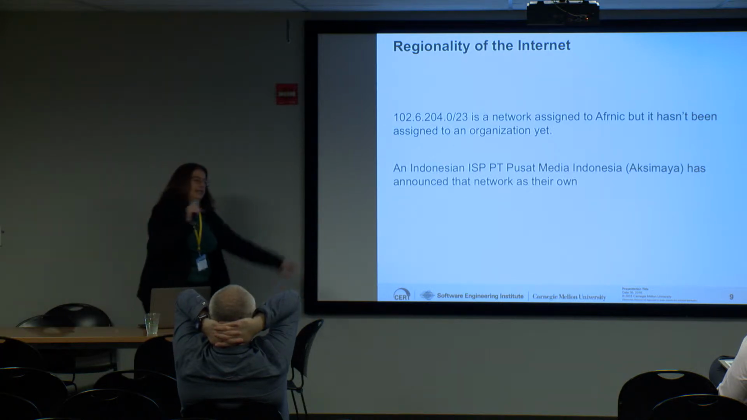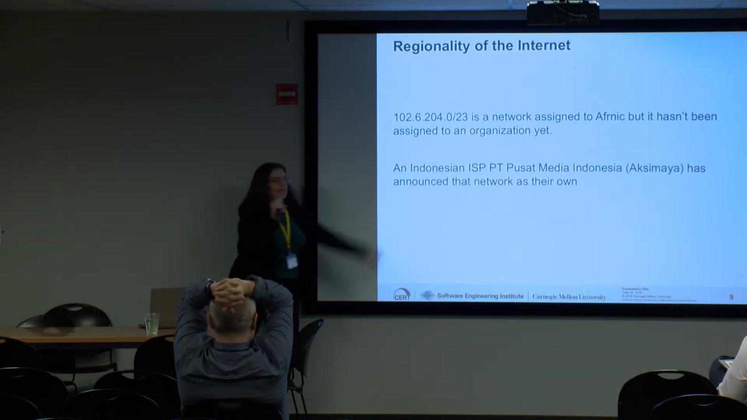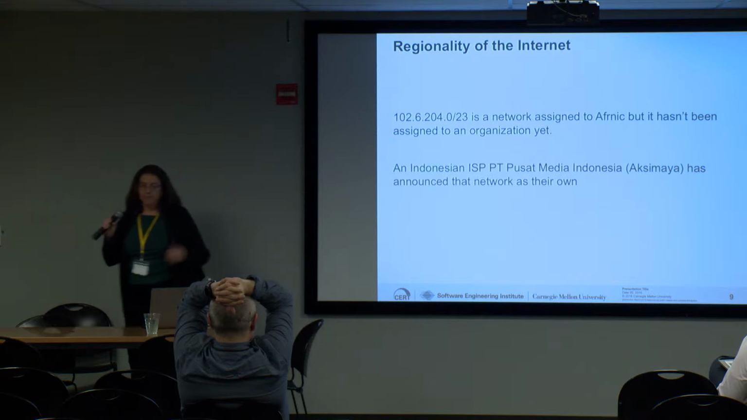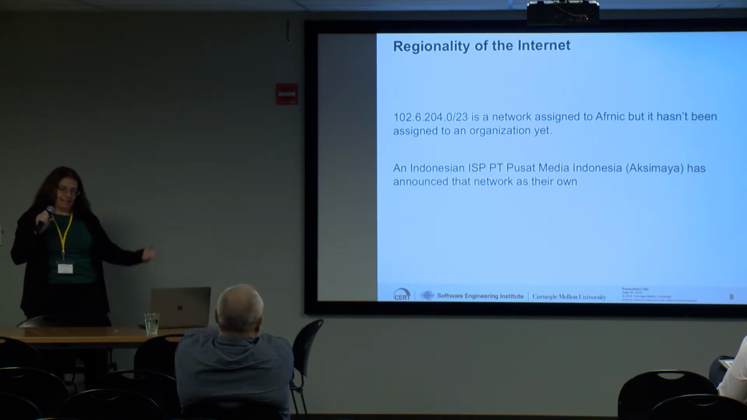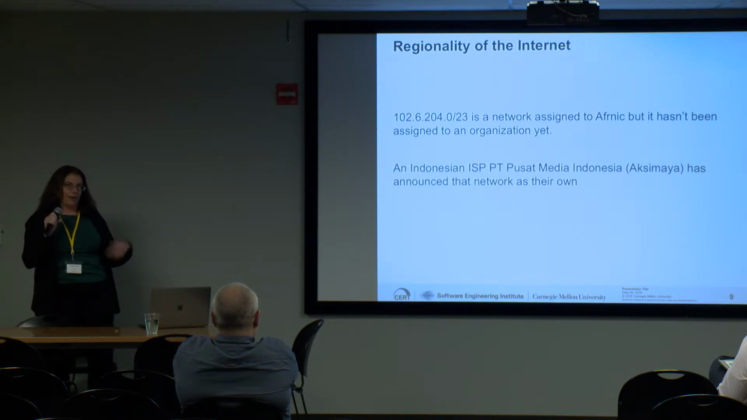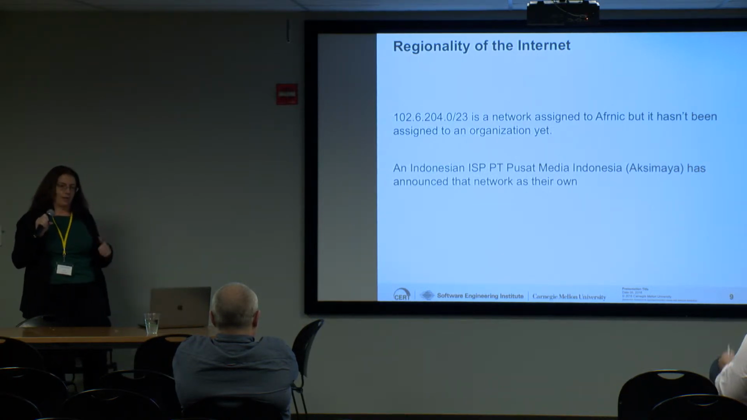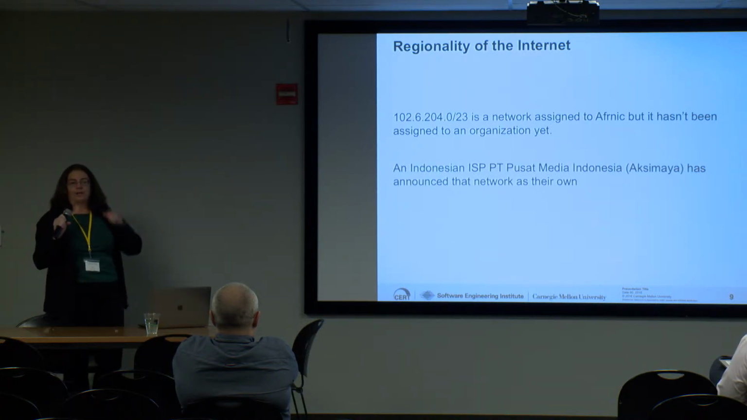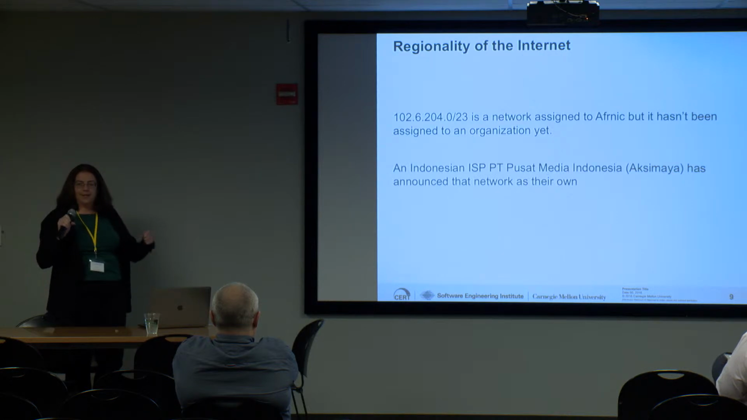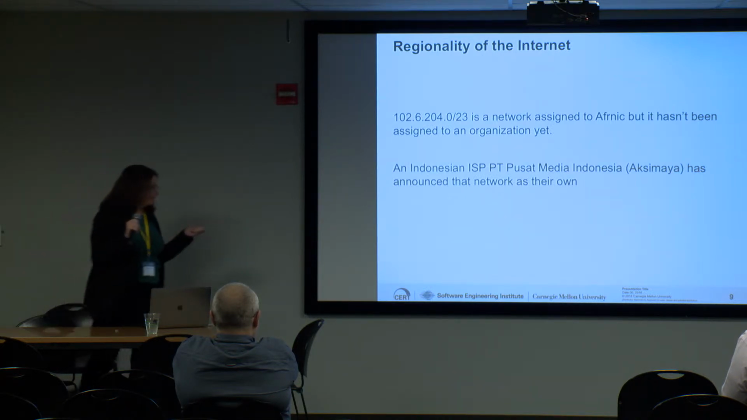So this is a network that is assigned to AFRINIC, but it hasn't been assigned to an organization yet. There's a list of bogons that is available from abuse.ch, and it shows up in there. I went looking for it because I had the bogon list for IPv4, and I said, who's announcing these? And then you kind of have to throw out private IP space from that list because everyone announces private IP space for some reason.